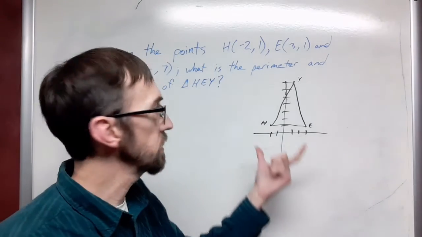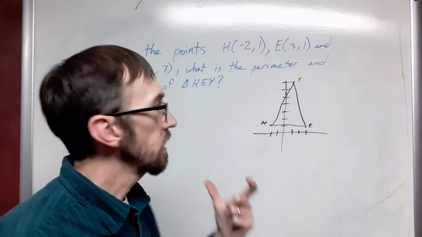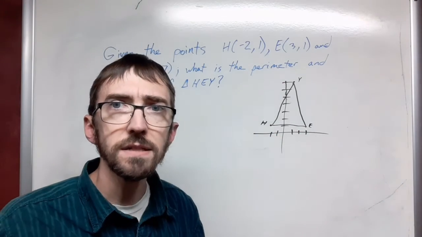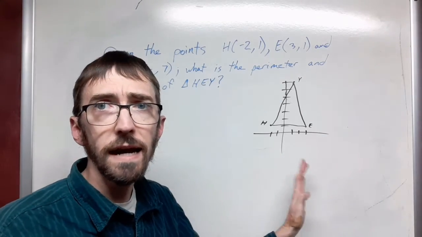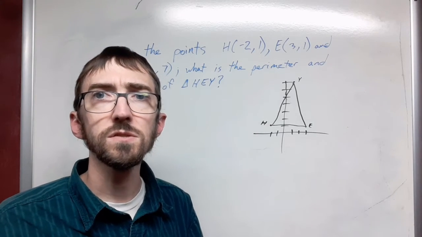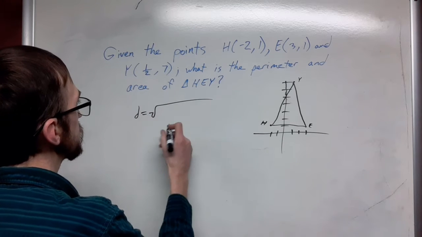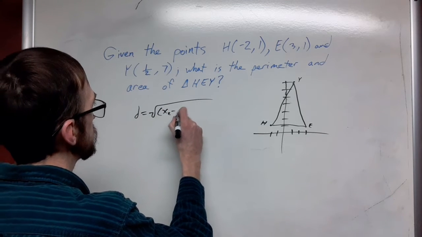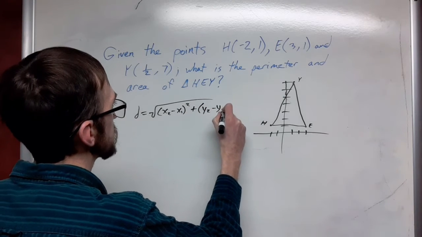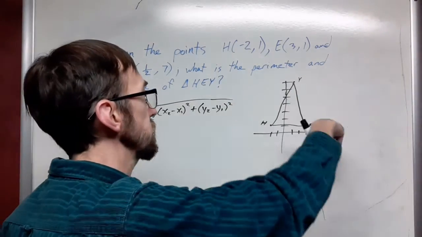So the perimeter of a triangle is to determine what each side length is and then add those together. The bottom one is not too bad. We can count that because we have the axis here. The diagonals, though, we're going to use the distance formula. And so the distance formula, if you don't remember, is d equals the square root of x sub 2 minus x sub 1 squared plus y sub 2 minus y sub 1 squared. And so we're going to use this distance formula to calculate the sides of the triangle.